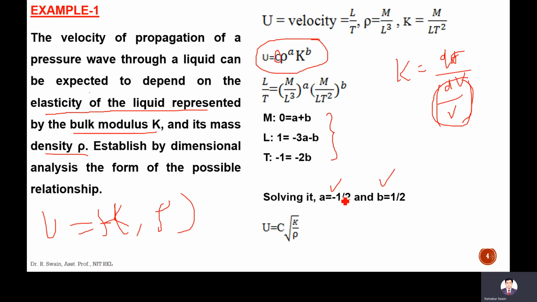The a and b values are: a is minus half and b is half. So this equation can be expressed like this: u is equal to C times the square root of K by rho, where C is a constant. This is Rayleigh's method, and like this we can solve any problem.